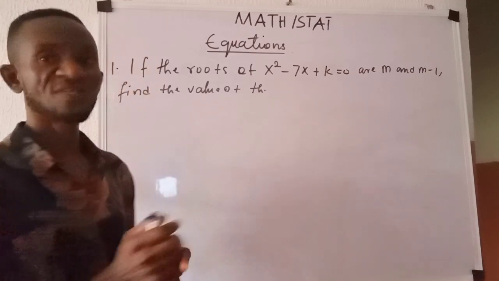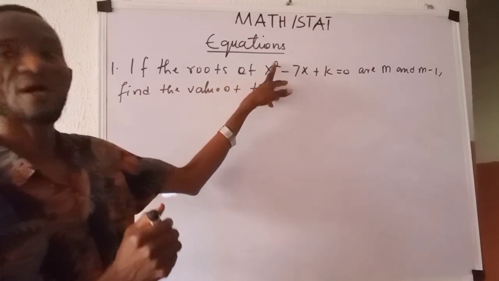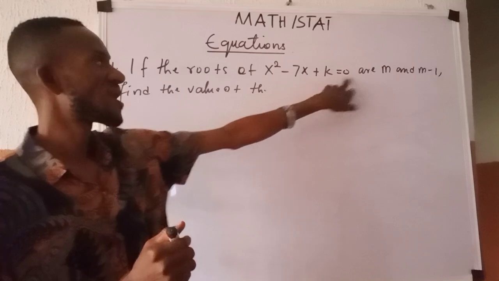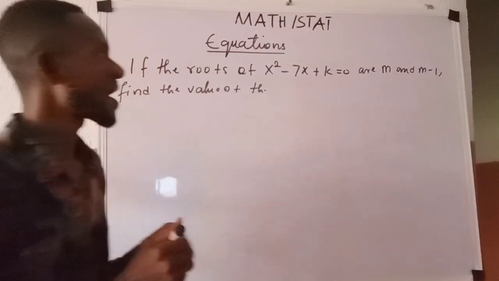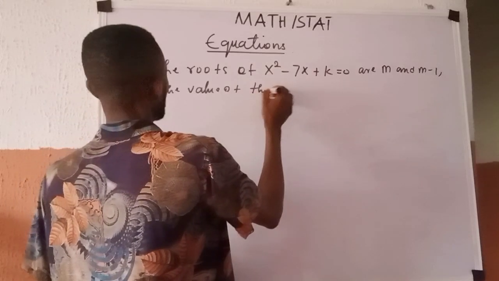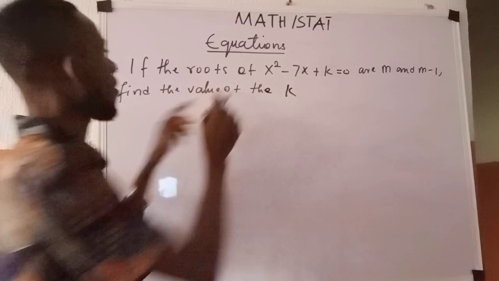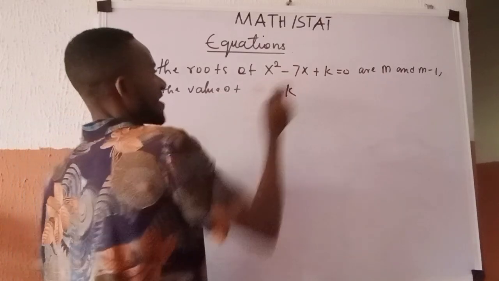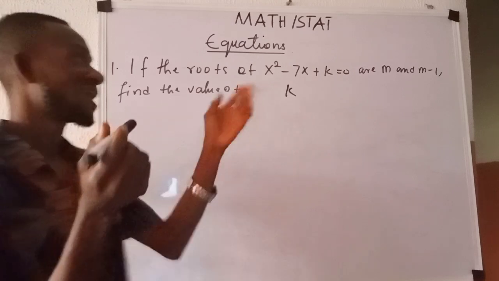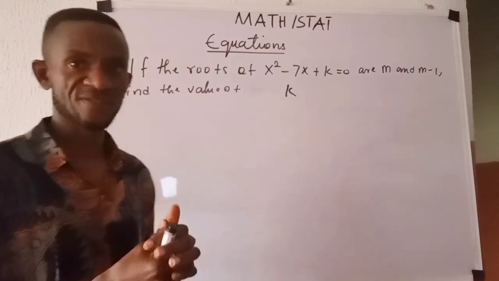Today what we have on the board is this one. They say if the roots of x raised to power 2 minus 7x plus k equals 0 are m and m minus 1, find the value of k. That is the question they ask here. This is actually a JAM question drawn from the previous years.